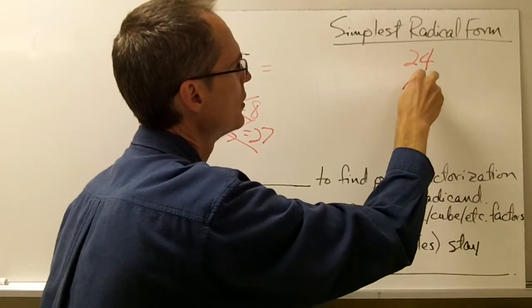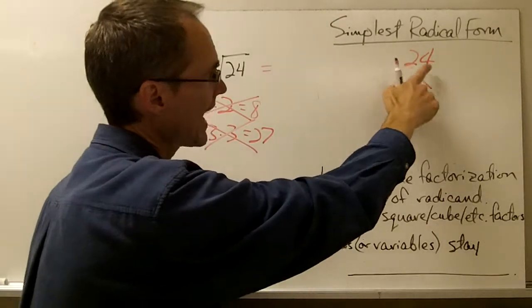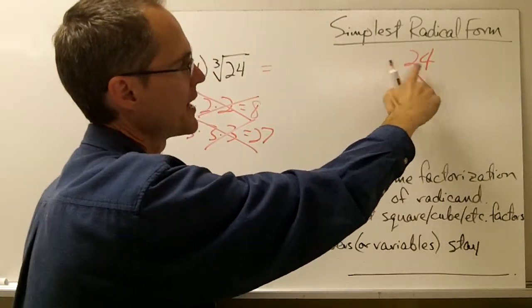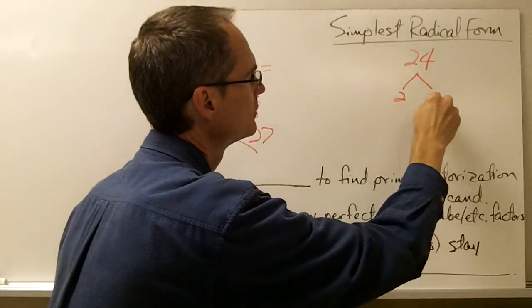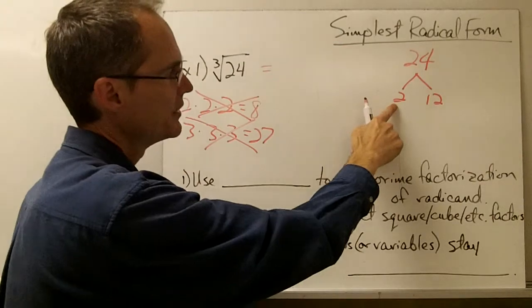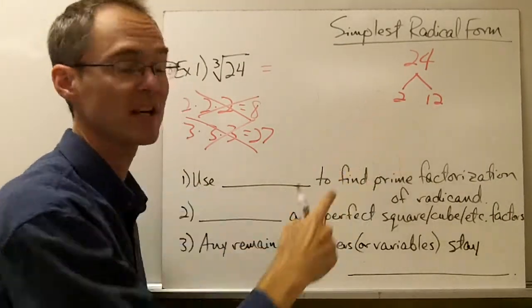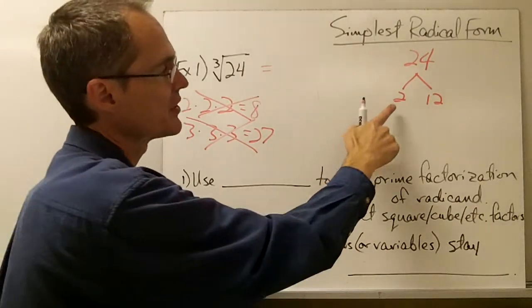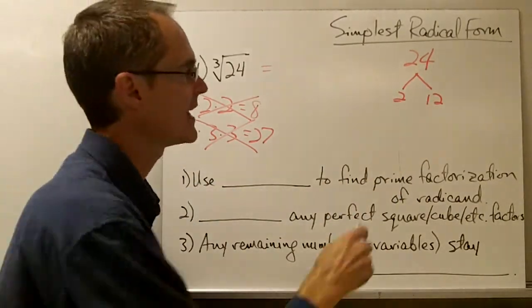If I want to factor 24 using a factor tree, I just ask myself, what are two numbers that will multiply together to give me 24? How about 2 and 12? So 2 times 12 gives me 24. The number 2, I can't break that down anymore. It doesn't have any other factors besides 1 and itself, so this is a prime number, so I'm done with this one. 12, however, I can break that down some more.